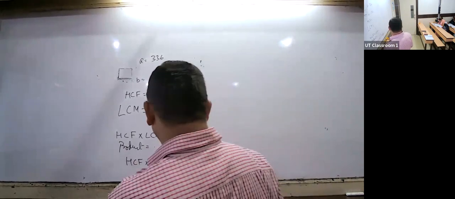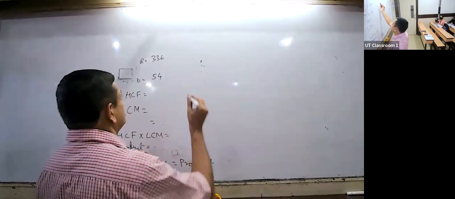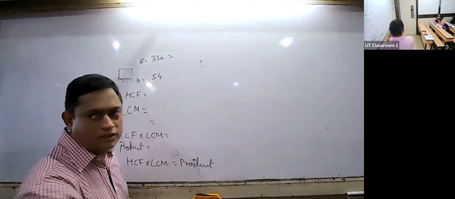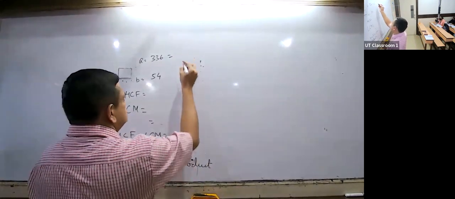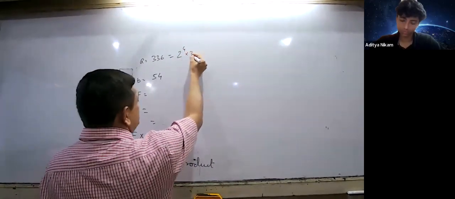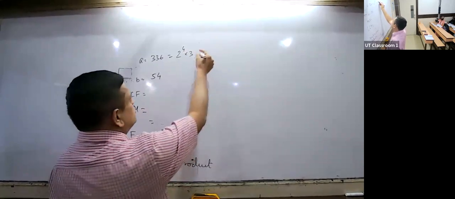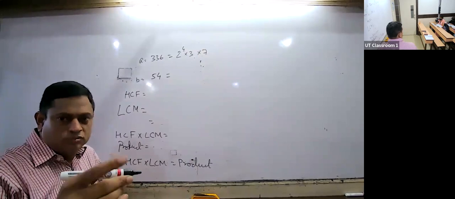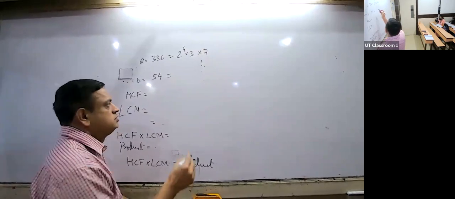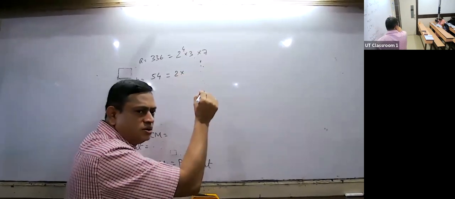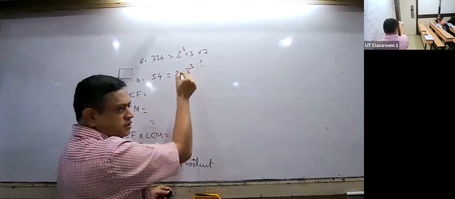Hazel, tell me what is 336? Factors, tell now. 2 raised to 4, 3, 3 into 7. Okay, next another one. Tell 54. 2 into 3 cube. Okay, next.